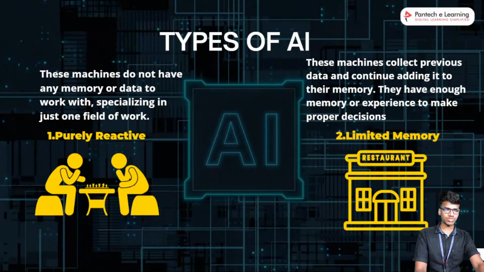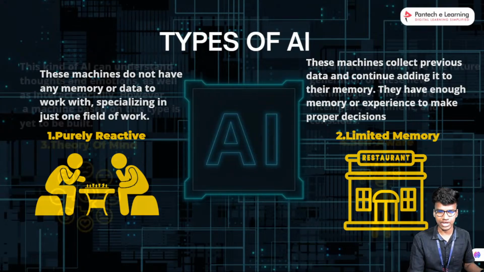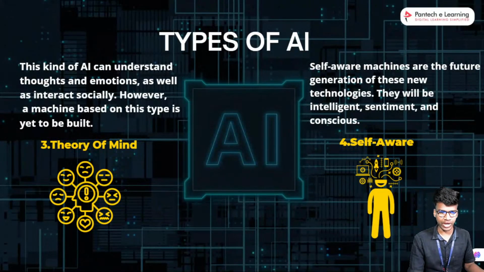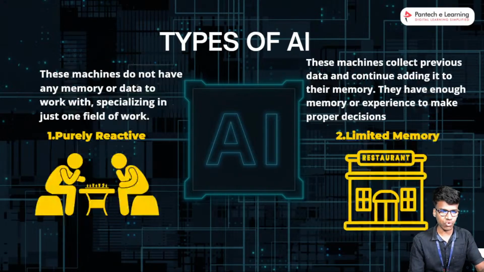So next one is the types of AI. So what are the types of AI? There are four kinds of types: purely reactive, limited memory, theory of mind, and self-aware. These are all the four kinds of types.